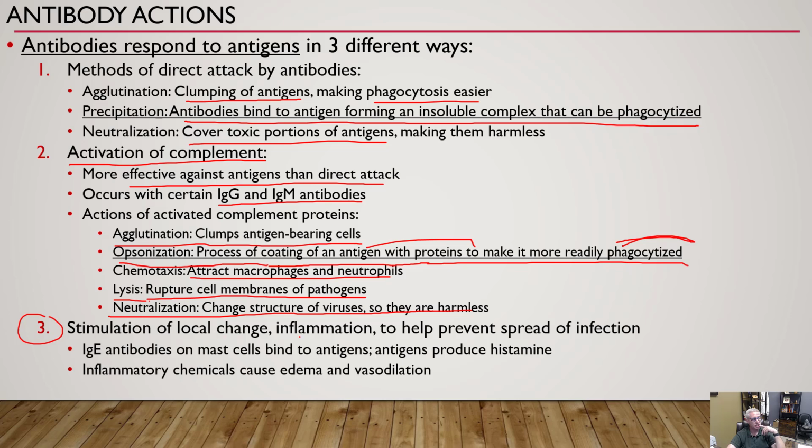Inflammation. Inflammation helps to prevent the spread of infection. We're going to see IgE antibodies. We see mast cells, which are going to help with IgE antibodies. Mast cells have IgE antibodies on them. Remember that mast cells produce histamine. Remember, histamine is vasodilation. We also have inflammatory chemicals that cause edema and also vasodilation.